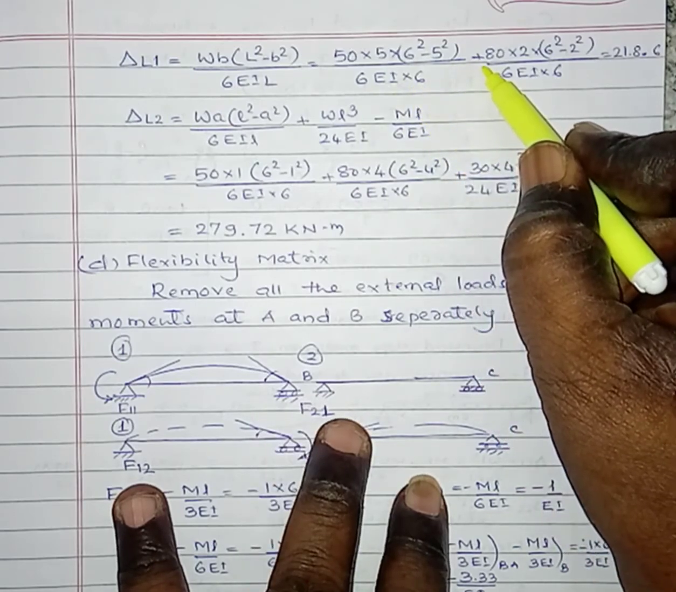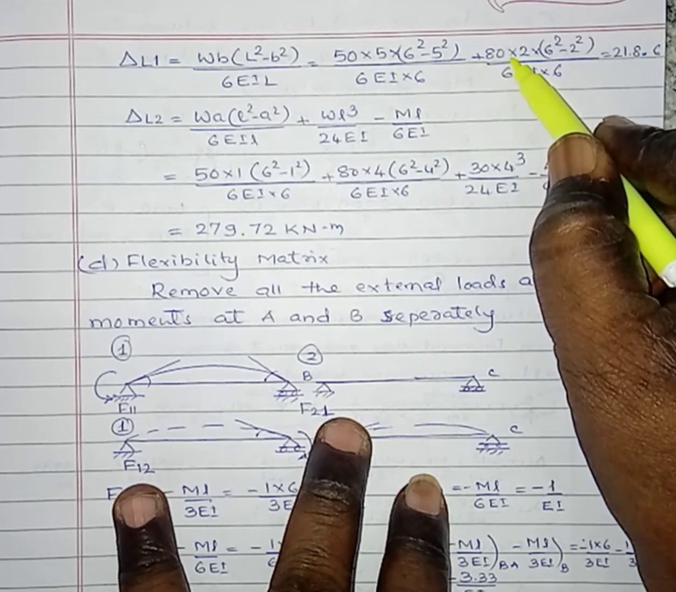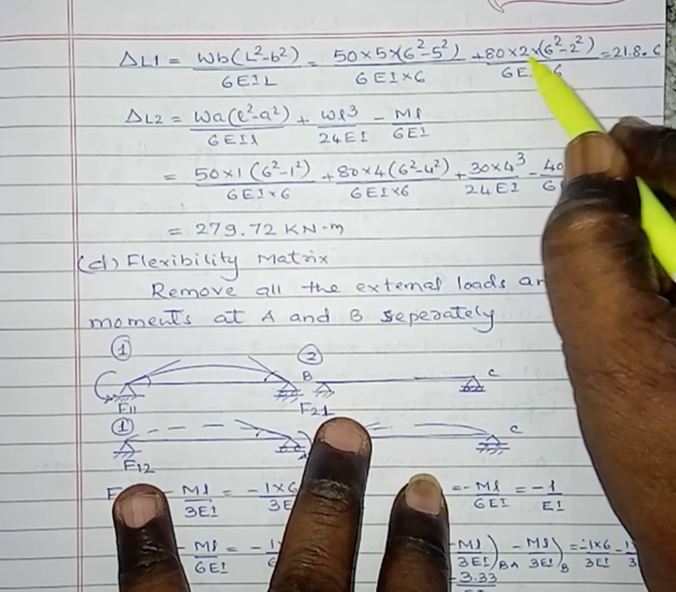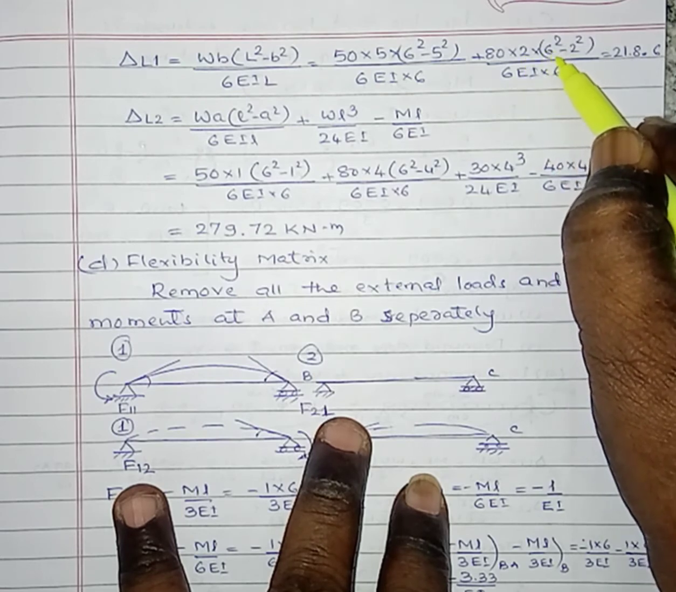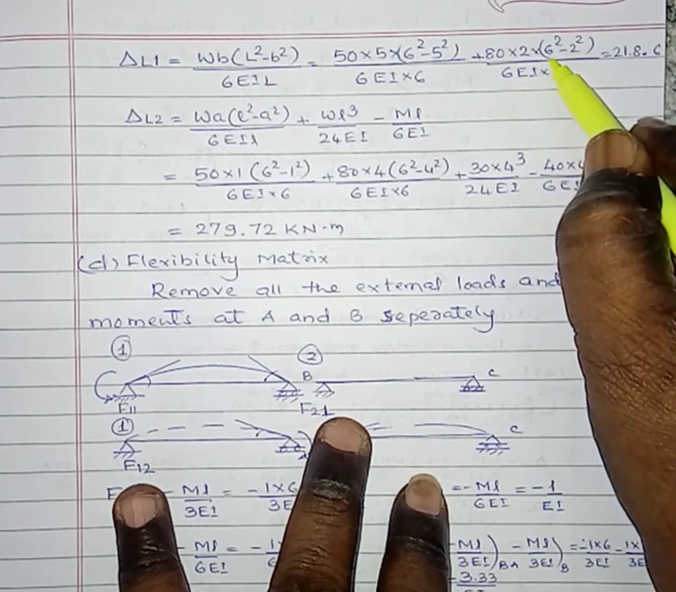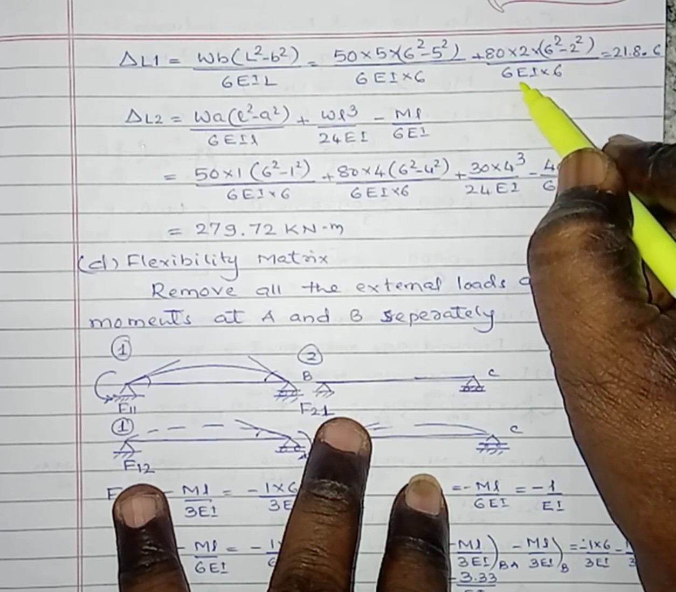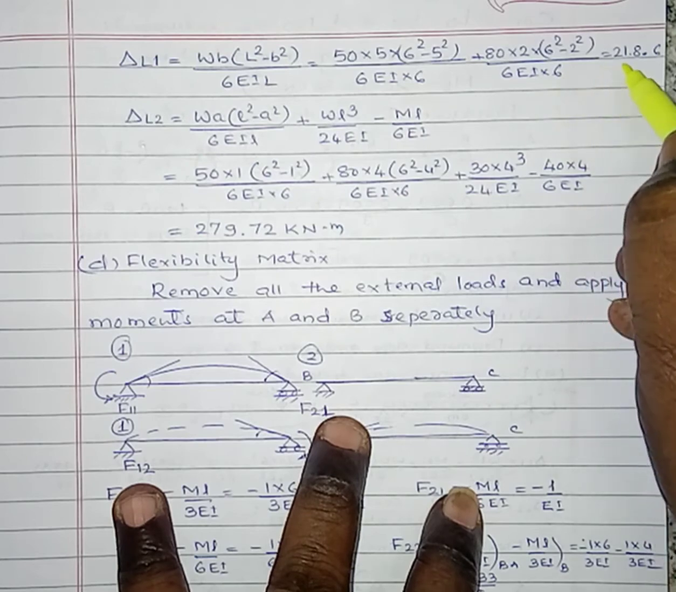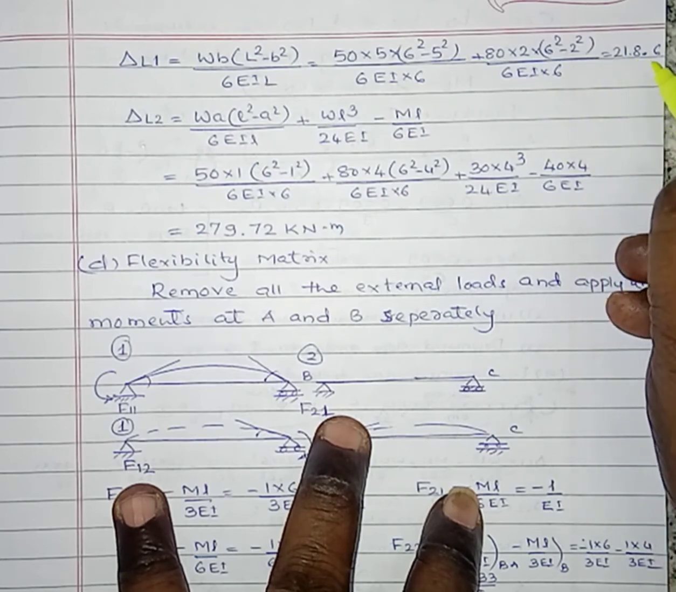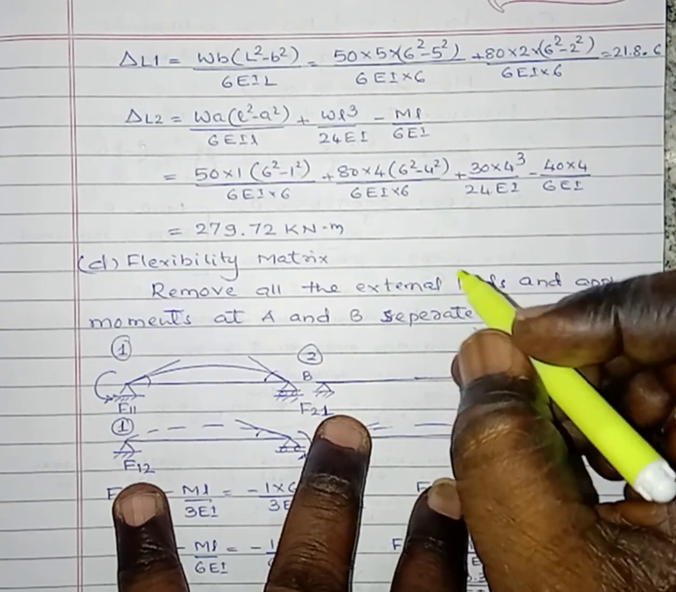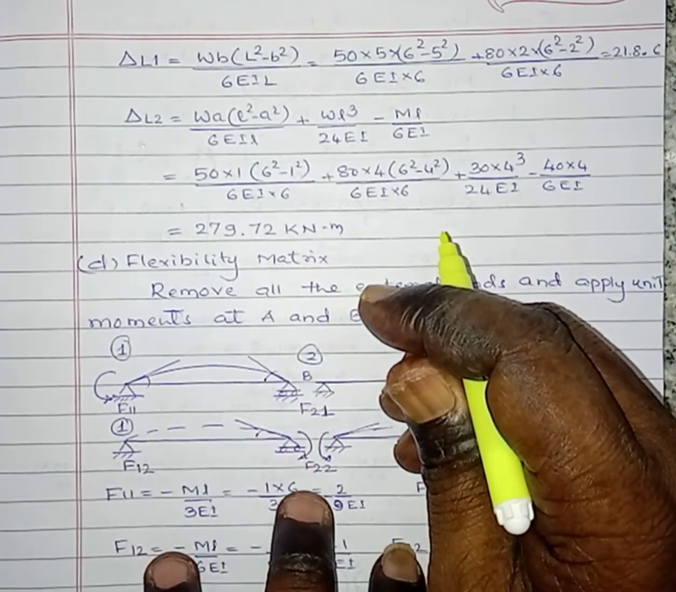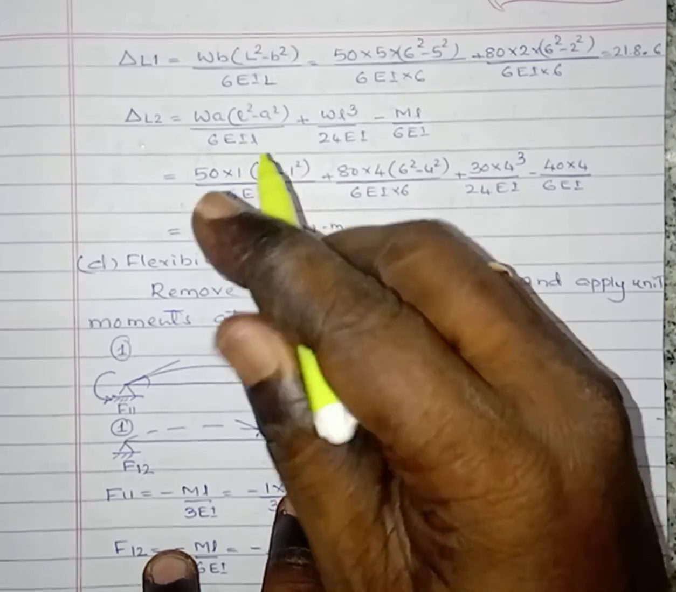Similarly for the second load, the magnitude of the point load is 80, and distance B is 2 meter, L is 6. That is 80 into 2 into 6 square minus 2 square divided by 6 EI into 6, that is L. Then by simplification you will get 218.6 as the displacement at coordinate 1 due to the applied loads.